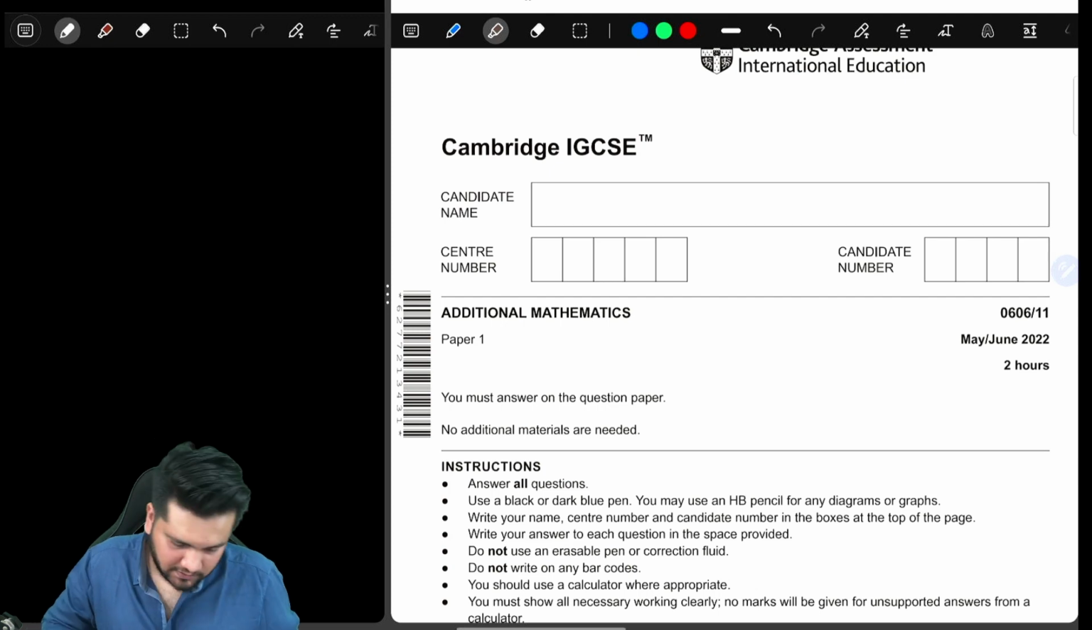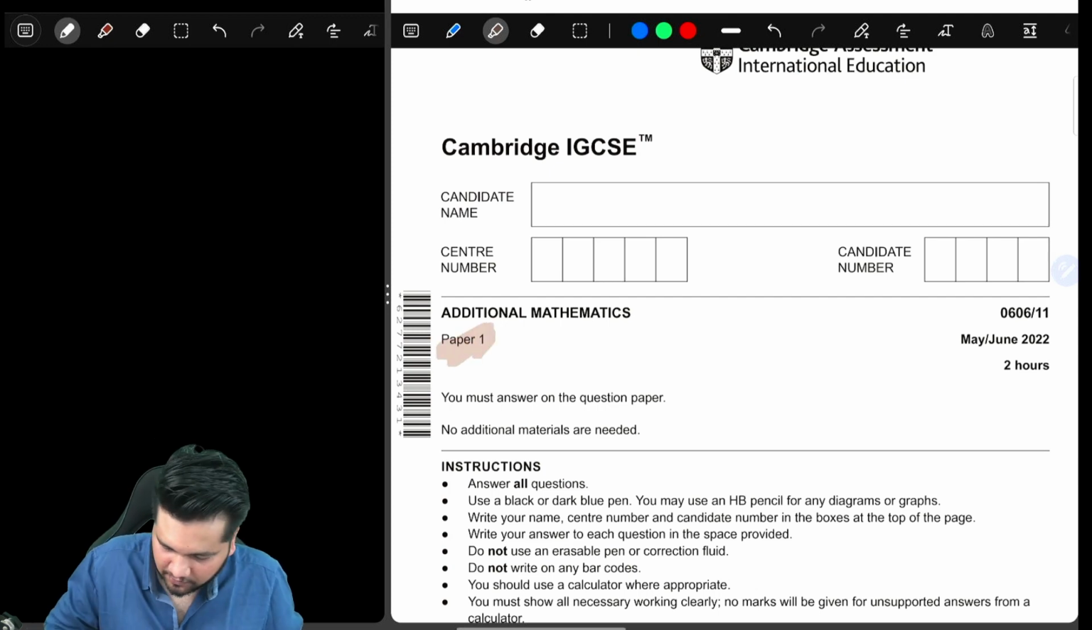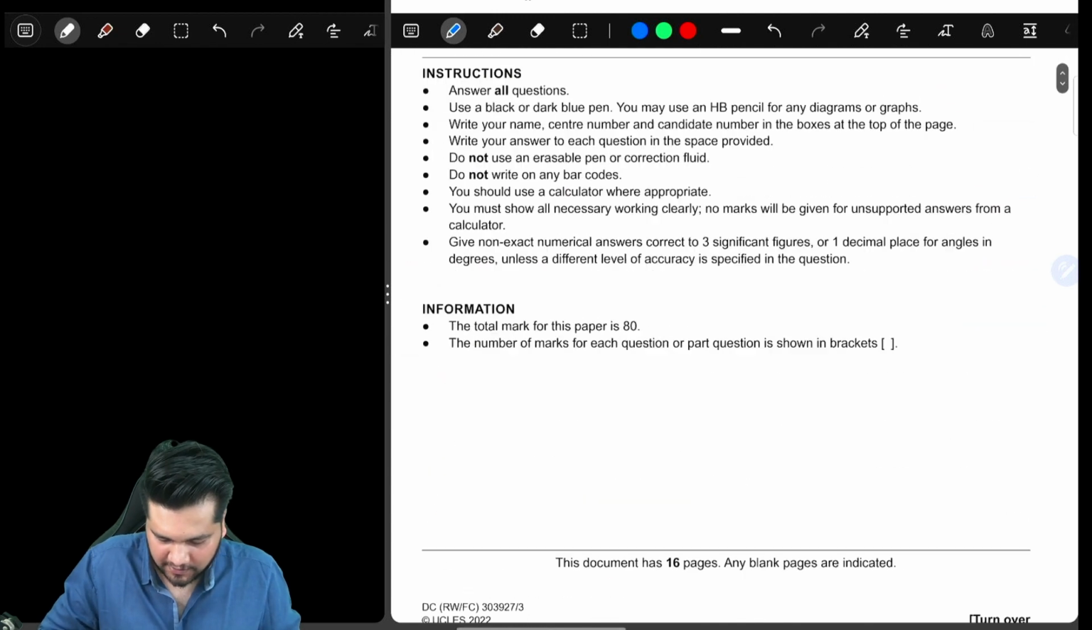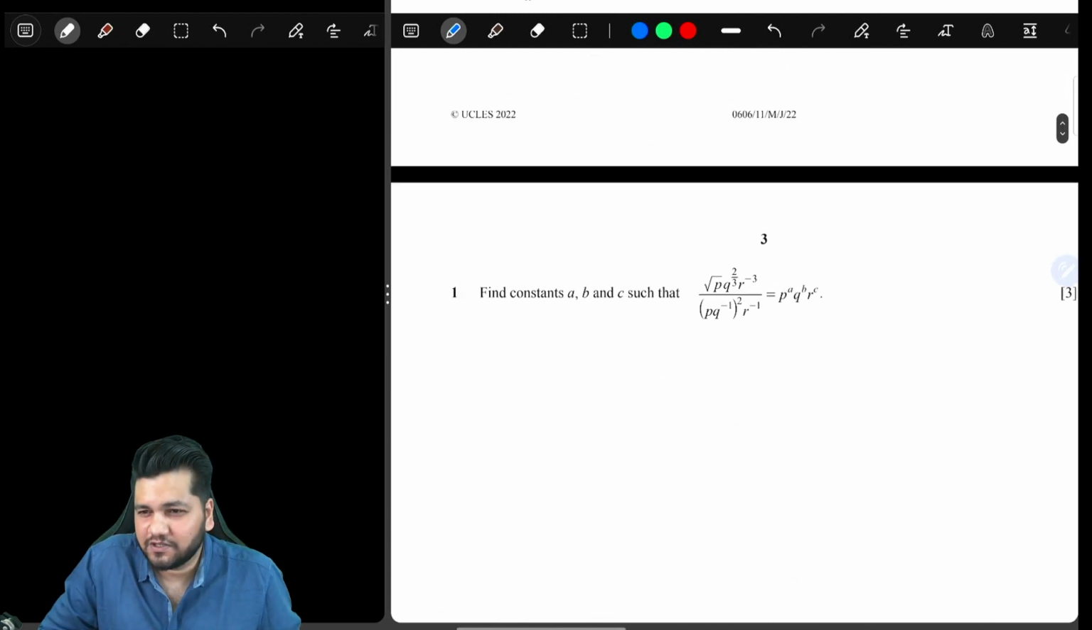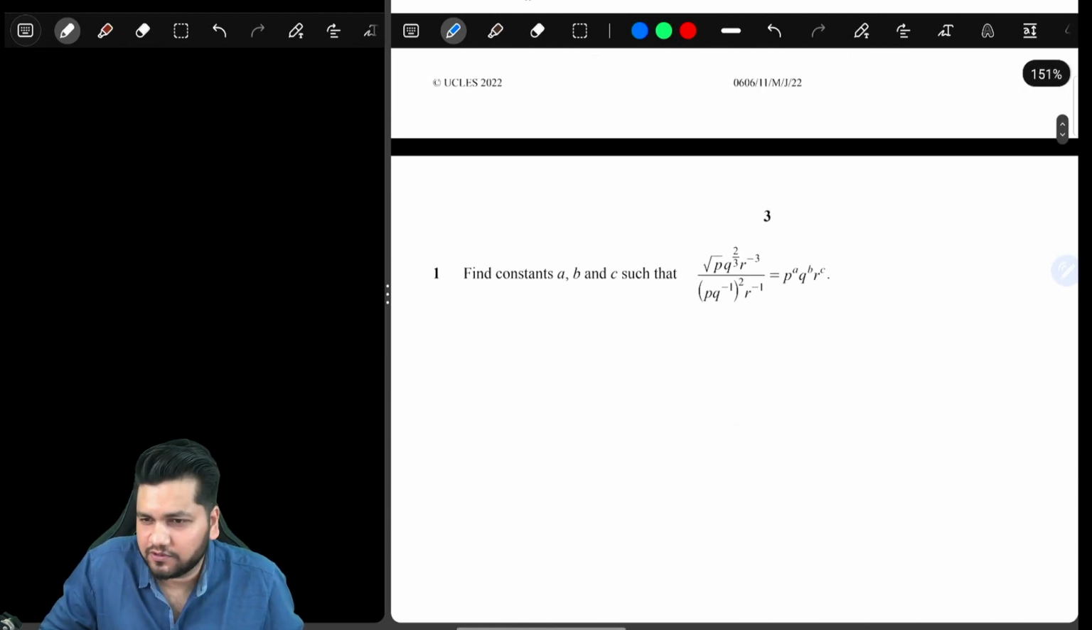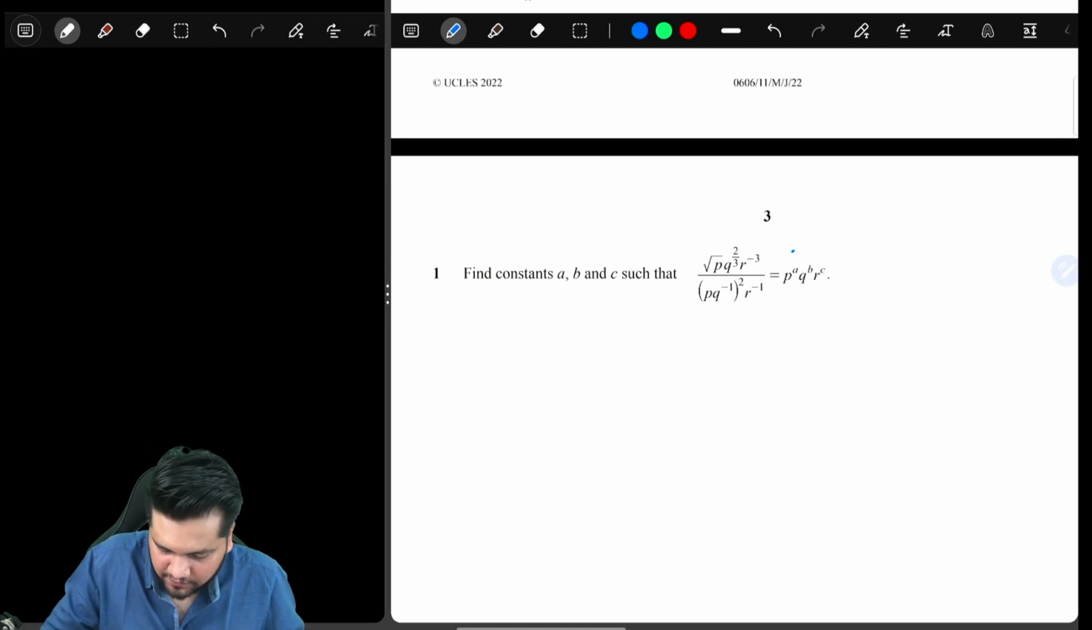So we'll start with the paper 1 of May-June 2022. Now see, the first question is based on indices. So here all you have to do is write it in index form and get the values of A, B and C.